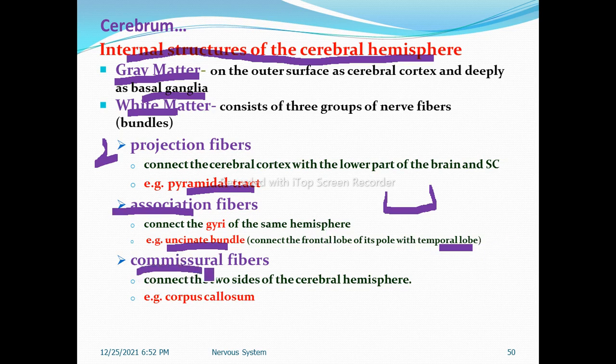The other is commissural fibers. Commissural fibers connect the 2 sides of the cerebral hemisphere. The 2 sides means commissural fibers connect the left cerebral hemisphere with the right cerebral hemisphere. An example is the corpus callosum.